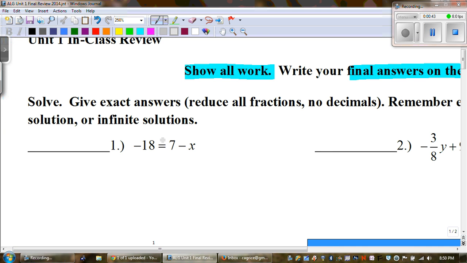Whenever we're solving, we're going to draw the line down the middle, and we're going to do the reverse order of operations. So we have a positive 7 right there. To get rid of a positive 7, we subtract. Negative 18 minus 7 is negative 25 equals, and remember, everything comes down. That's a negative x, so we have to divide by negative 1. Those cancel, and we get 25 equals x. So our answer is 25.